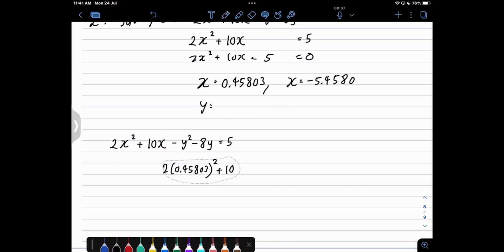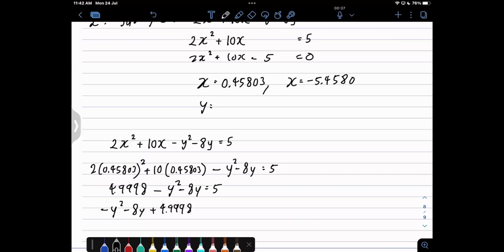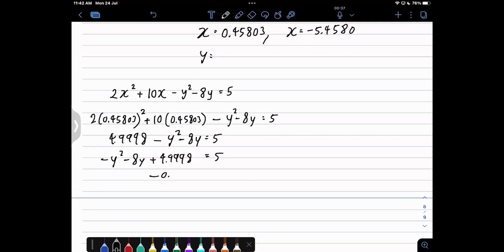Sorry, no, I have to sub in over here. Then plus 10 times of that x, minus y squared minus 8y equals 5. Type this whole thing in a calculator. What do you get? 0.45803. I want this guy, 2 times that guy squared plus 10 times of that guy. I end up with 4.9998, minus y squared minus 8y equals to 5, minus y squared minus 8y plus 4.9998 equals to 5. Bring the 5 over, I get negative 0.0002. I'm pretty sure that should be a 0, but it's just rounding error.